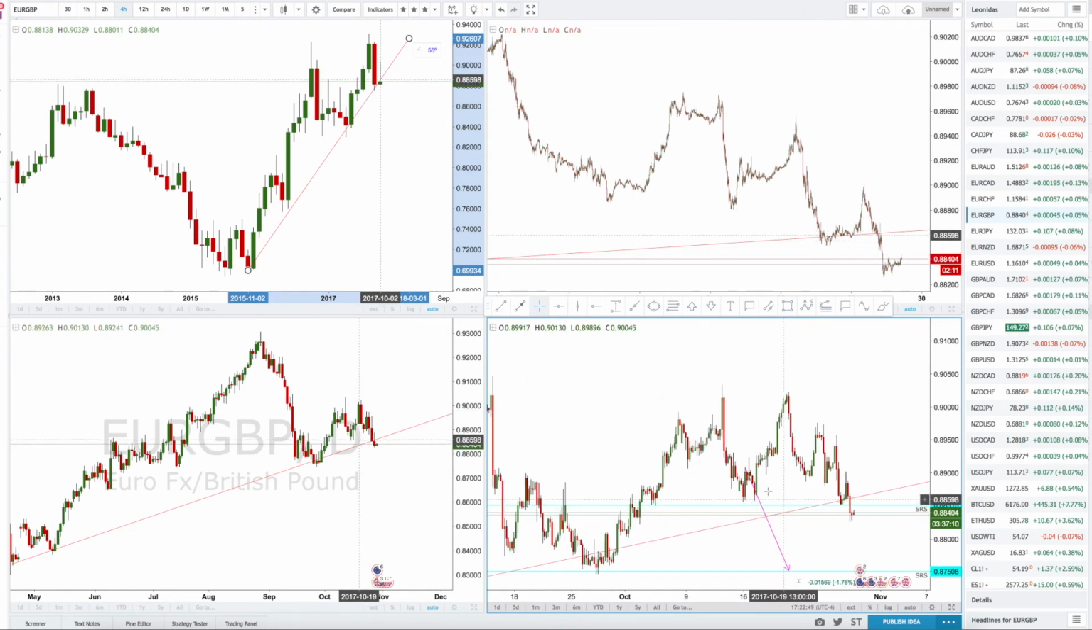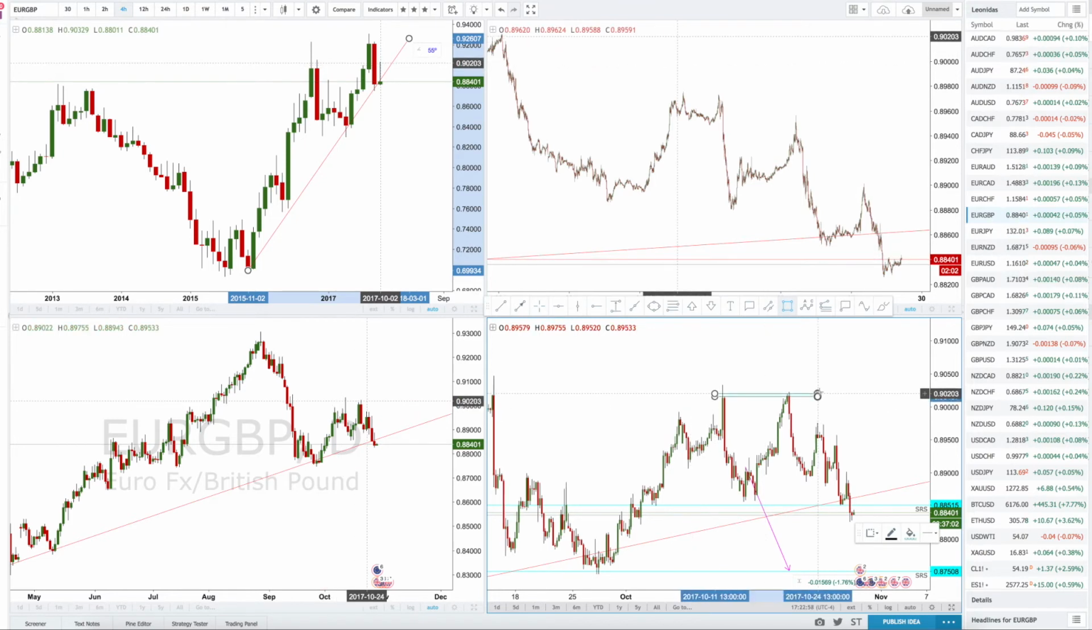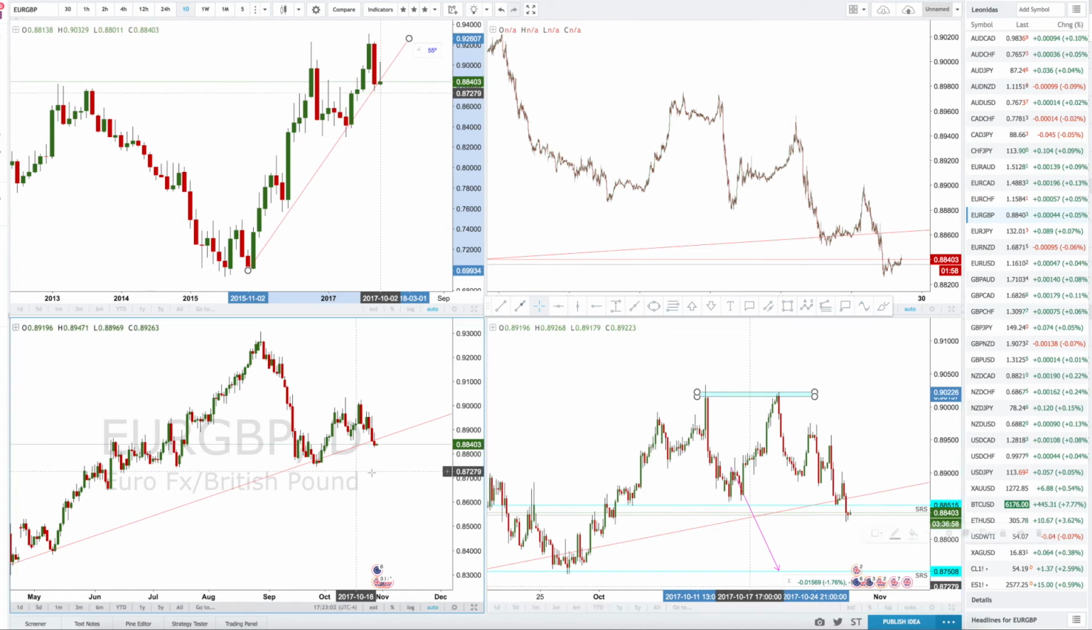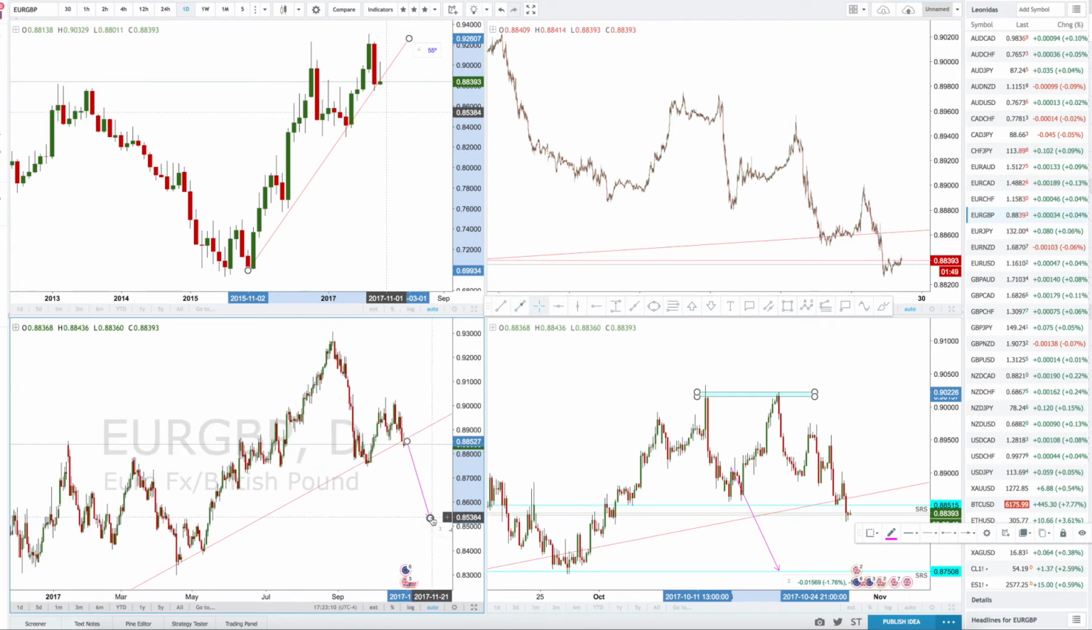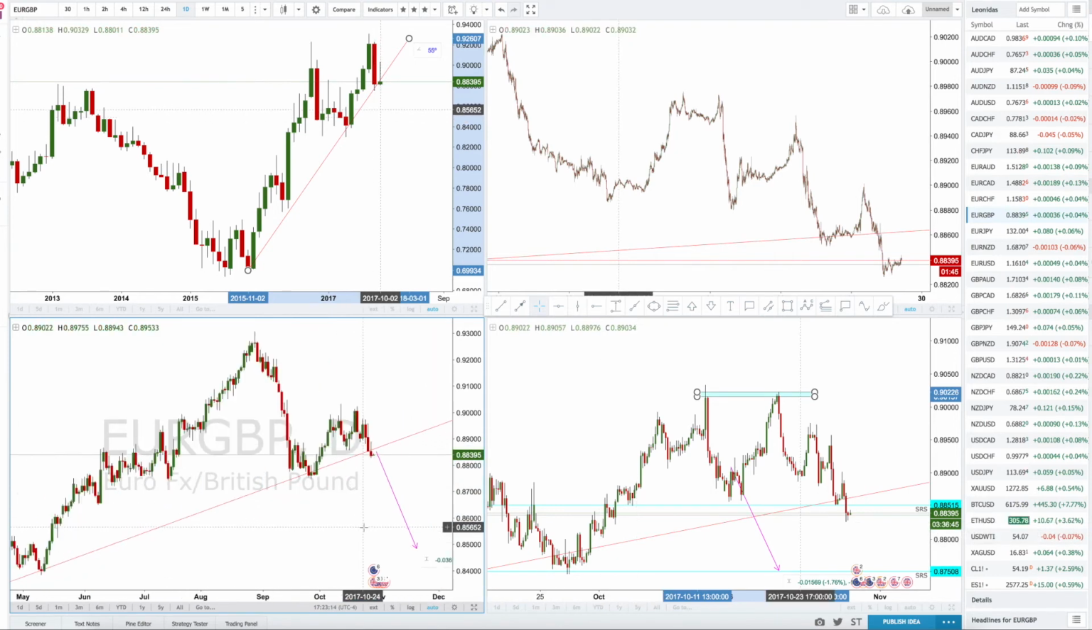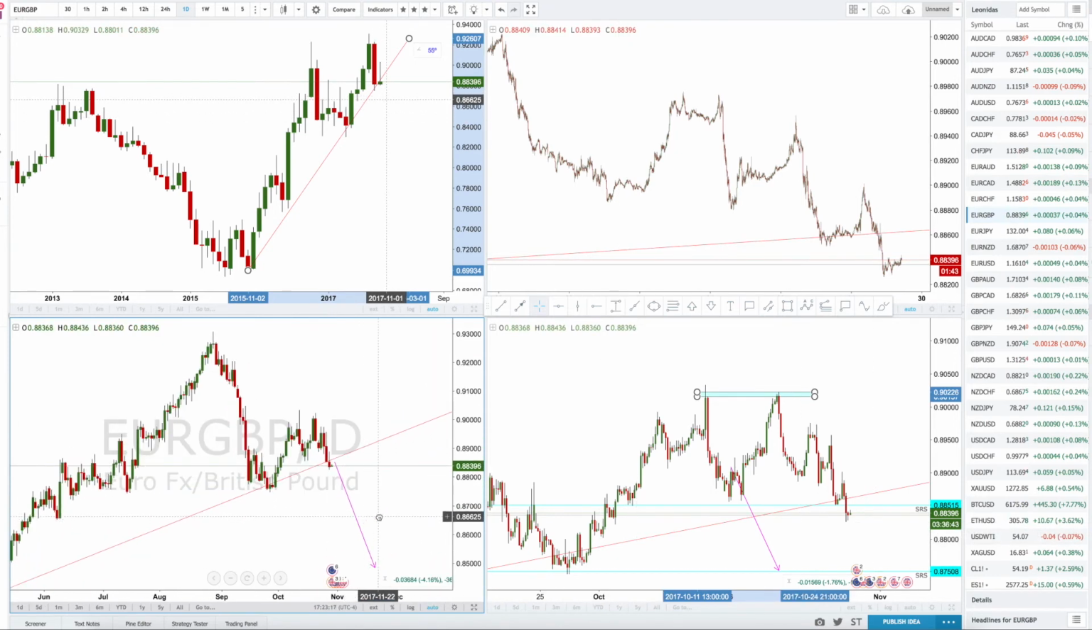Last week we were looking for it to break down here, and then it actually went up and tested that high. It's actually multiple highs here. So still pretty bearish on this pair. Expecting it to do something like this. Yeah, something like this is good. And that's 360 pips.